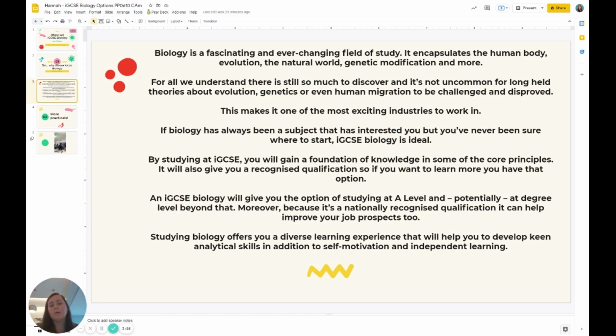An IGCSE in biology will give you the option of studying biology at A level and potentially at degree level beyond that. Alongside it, this is a nationally recognised and internationally recognised qualification, and it can help improve your job prospects. And I know Miss Service has already gone through some of the jobs that biology can help you to get into. So studying biology offers you a diverse learning experience that can help you develop keen analytical skills in addition to self-motivation and independent learning.